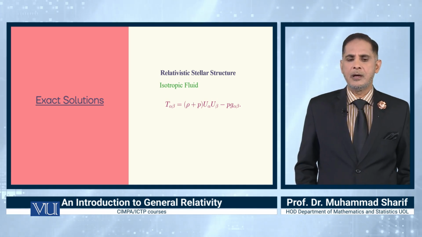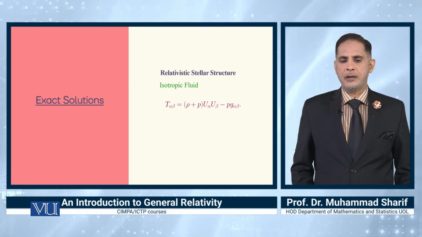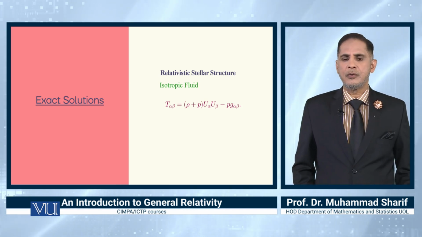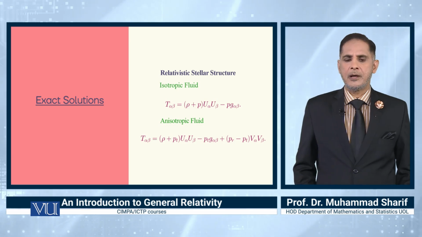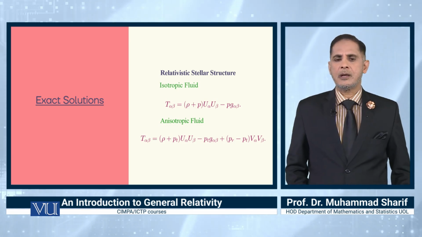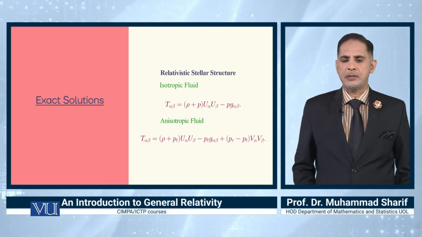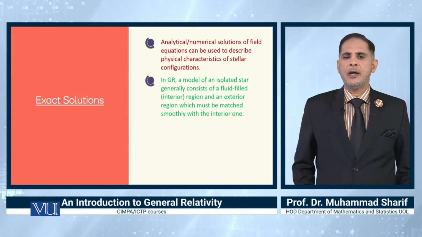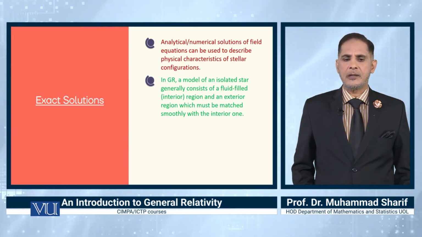We have discussed this perfect fluid solution already, in today's lecture and also in the previous lecture. Here we have taken gravitational units, so we have taken C equal to 1. And an anisotropic fluid, you can see here, means the pressure is direction dependent. So we have radial pressure as well as tangential pressure. So we can find an analytical or numerical solution of the field equations to describe physical characteristics of stellar configuration.